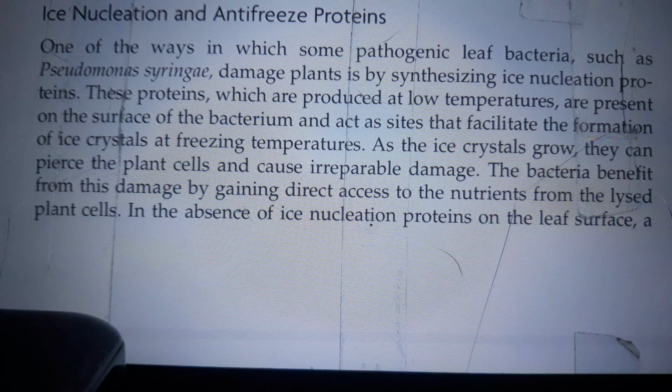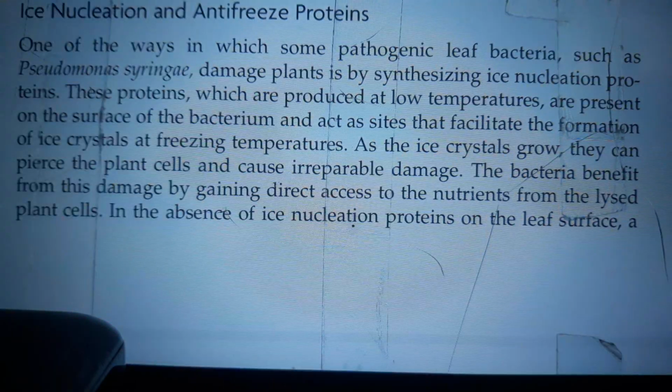Ice nucleation and antifreeze proteins. One of the ways in which some pathogenic leaf bacteria such as Pseudomonas syringae damage plants is by synthesizing ice nucleation proteins. These proteins, which are produced at low temperatures, are present on the surface of the bacterium and act as sites that facilitate the formation of ice crystals at freezing temperatures. As the ice crystals grow, they can pierce the plant cells and cause irreparable damage.